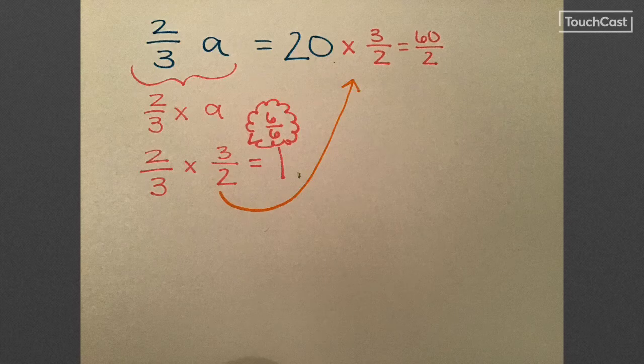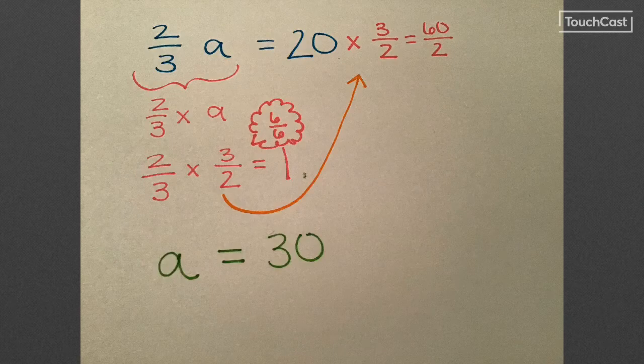So if we did 20 over 1, we have 20 times 3, which equals 60. And 1 times 2 equals 2. So that means a equals 60 over 2. But that's an improper fraction, so what is it written properly? If you said a equals 30, give yourself a nice big pat on the back.